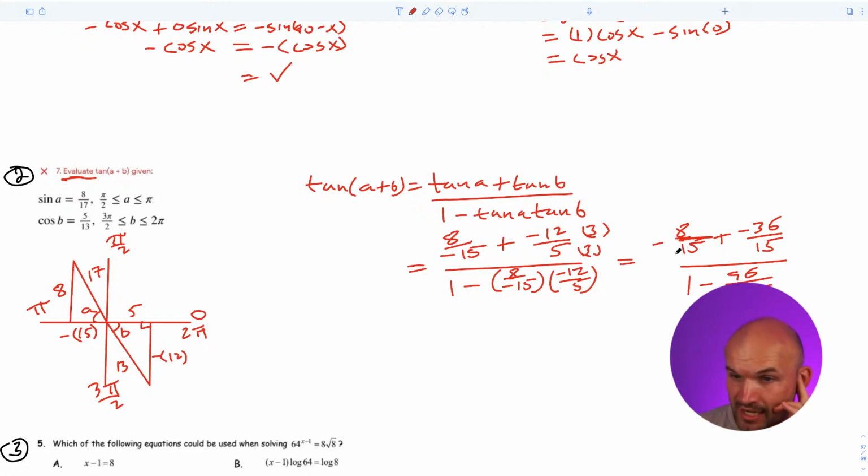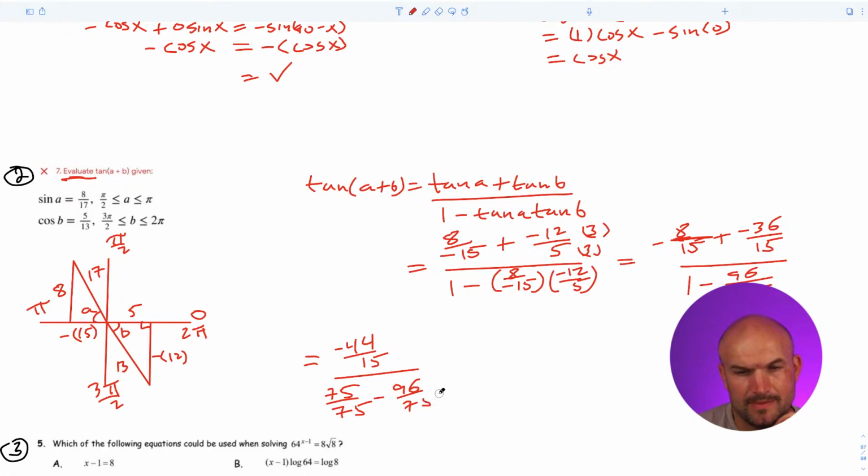You could just multiply 15 on the top of everything, but I'm going to simplify this fraction a little further. There are a couple of different ways you could do this, and I'm not sure my way is the fastest, but it makes the most sense to me. I'm going to combine my fractions up top, so that's negative 44 over 15, and if I'm making a mistake, please let me know. Then on the bottom, 75 over 75 minus 96 over 75 is negative 21 over 75.